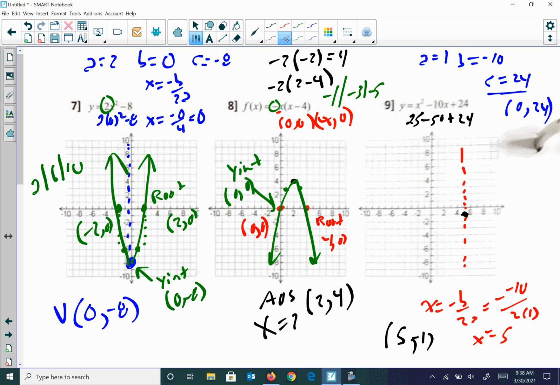My pattern graph, because my a value is 1, my pattern graph will be 1, 3, 5. So right 1 up 1, hey, left 1 up 1. Found my roots. I get 6 comma 0 and 4 comma 0. Right 1 up 3, left 1 up 3. And there's my parabola. And again, my y-intercept is 0 comma 24, so it's way off the graph, so don't even worry about that one.